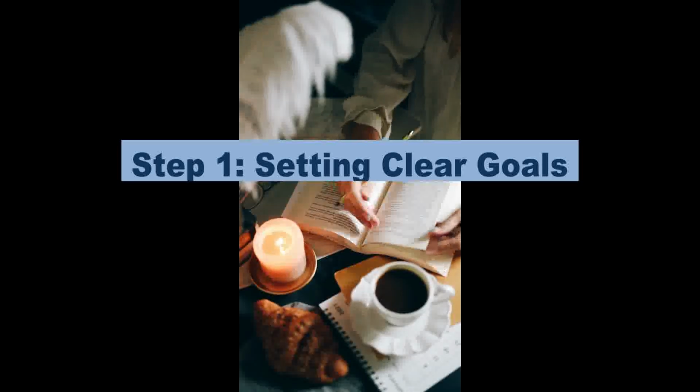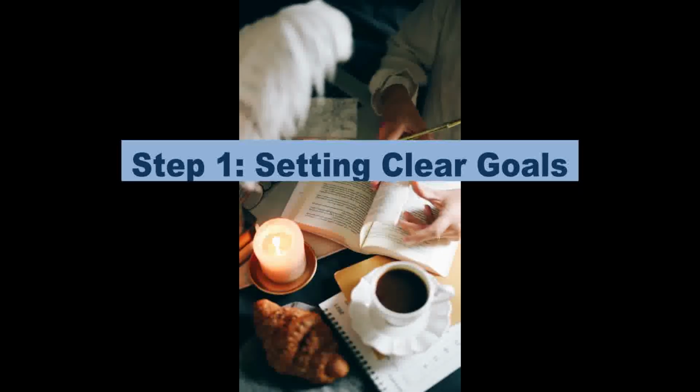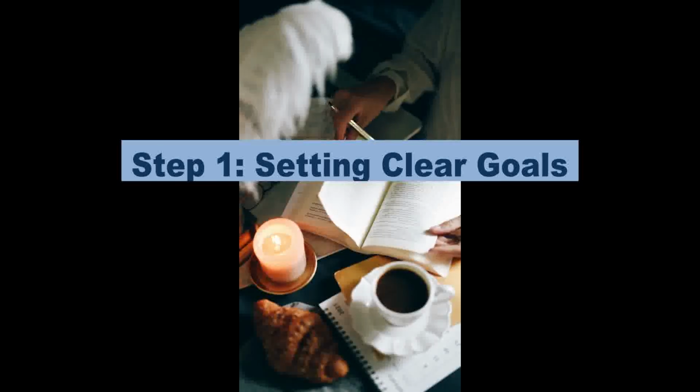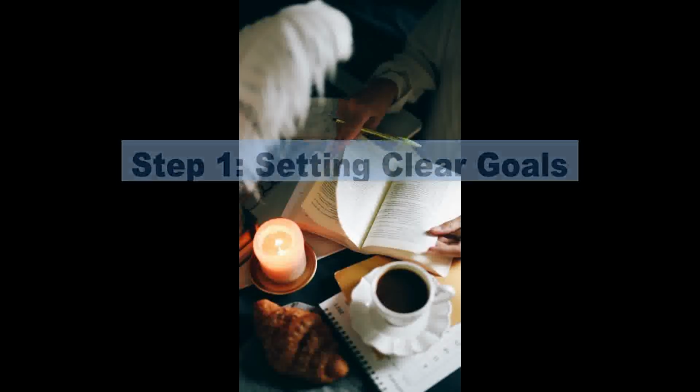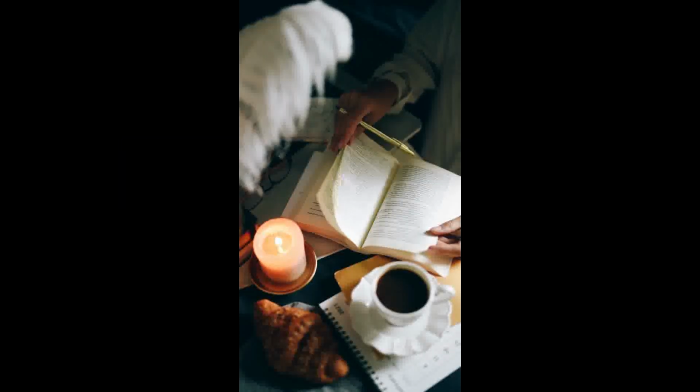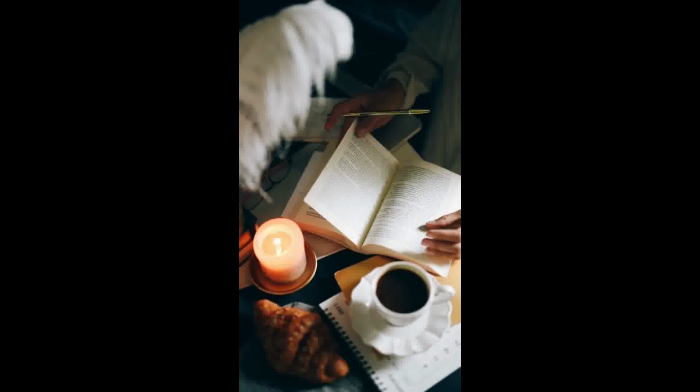Step 1. Setting clear goals. The foundation of any successful study plan is setting clear and achievable goals. Determine why you want to improve your English. Is it for better career prospects, travel, or personal growth? Write down your goals and keep them in mind throughout your journey.